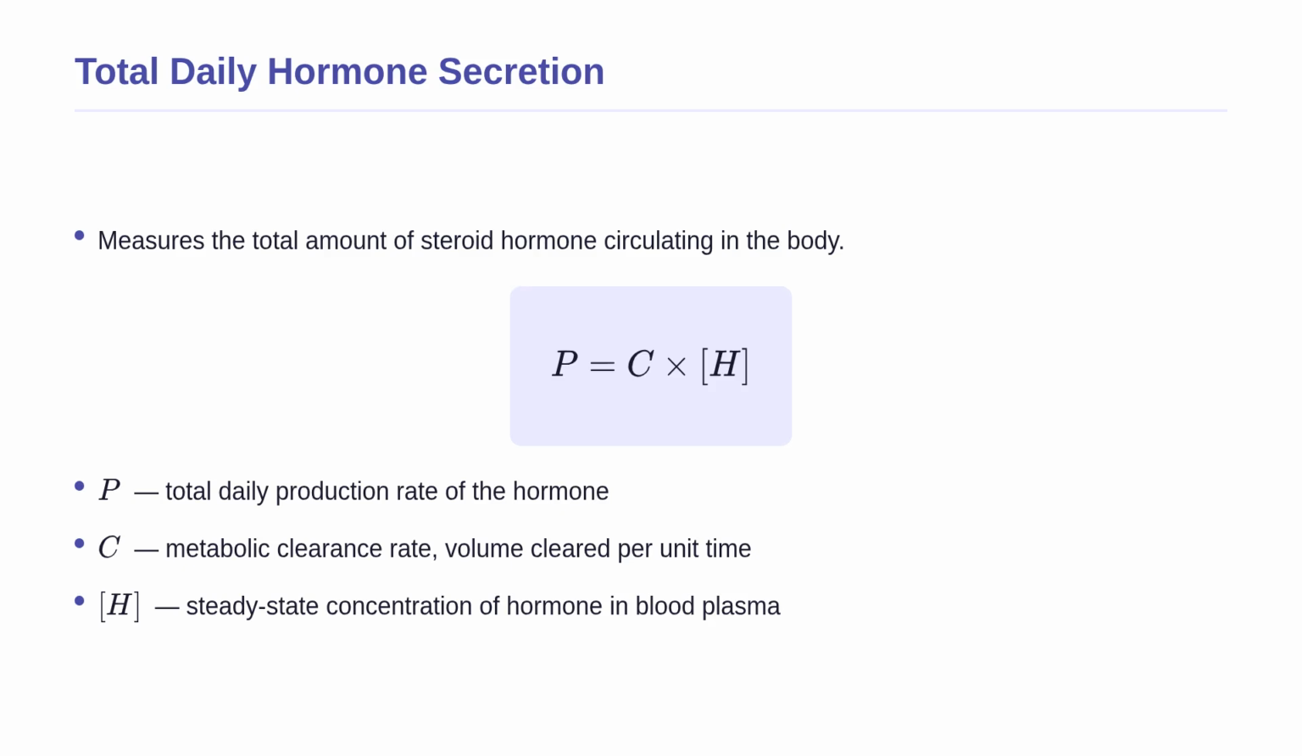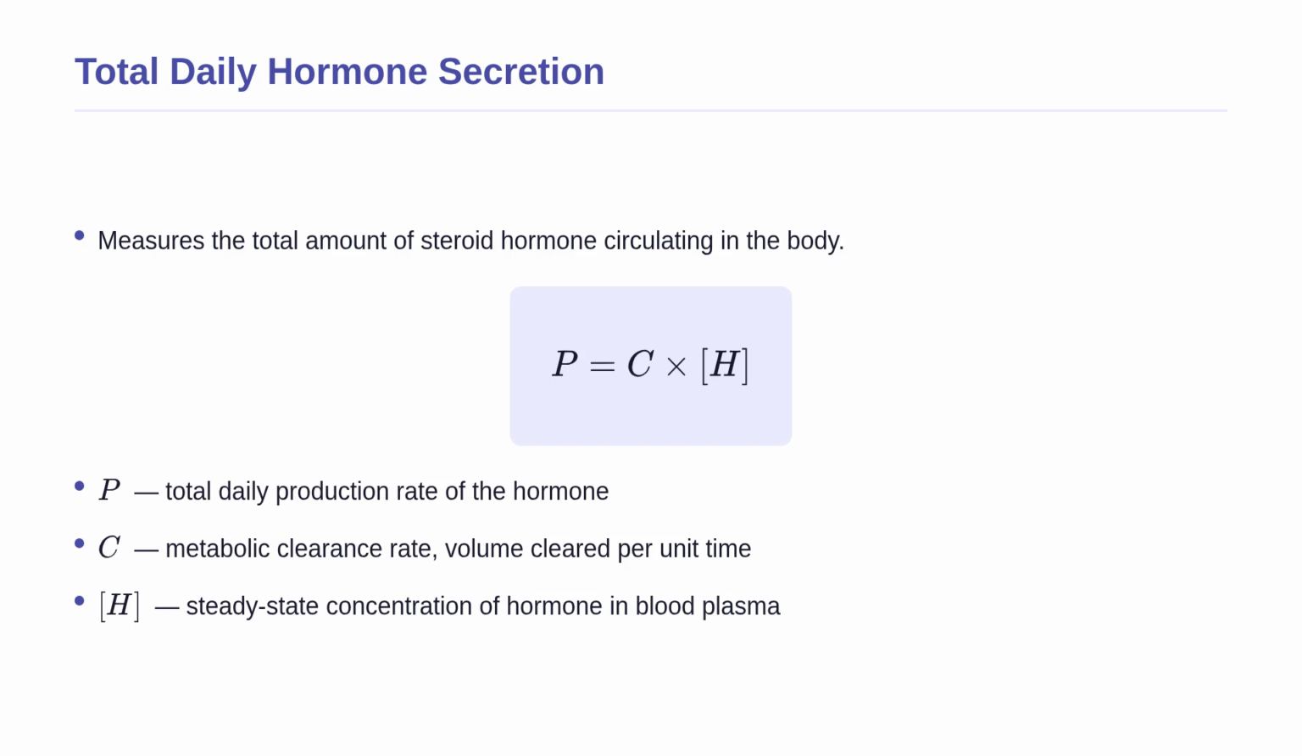Having calculated the cellular production rate, let us zoom out to measure the total amount of a steroid hormone circulating in a patient's entire body. We use the physiological clearance formula for this. Conceptually, the total production rate of a hormone in the blood must equal the volume of blood cleared of that hormone multiplied by its concentration.